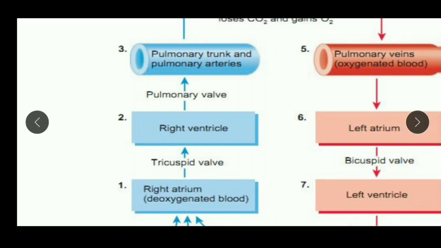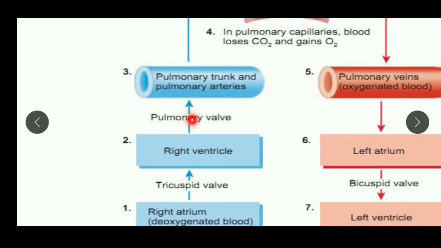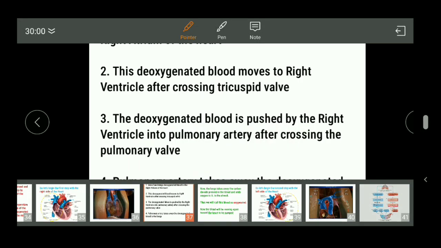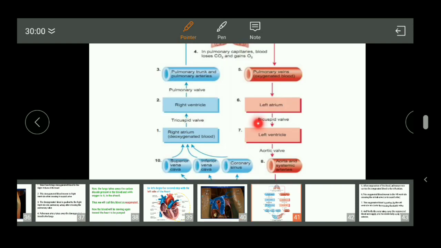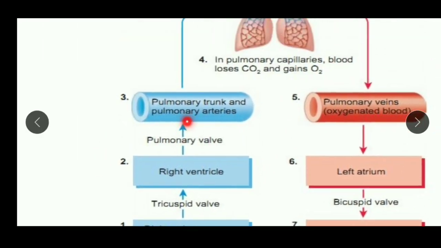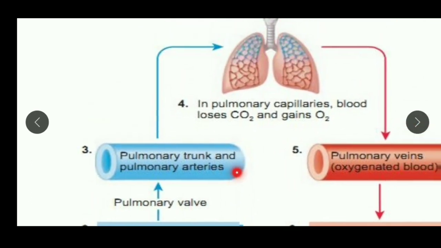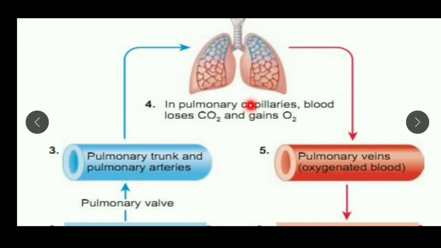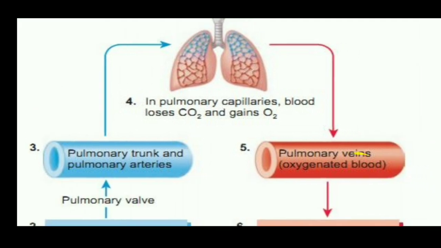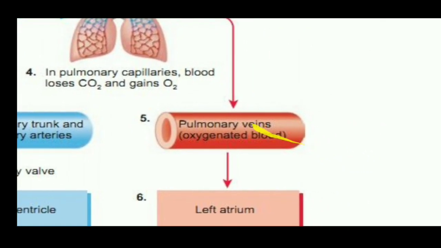The deoxygenated blood from the right ventricle is pushed into the pulmonary artery through the pulmonary valve. The pulmonary artery will take this blood to the lungs for its oxygenation. Here, the blood will lose carbon dioxide and will gain oxygen. Thus, we will call this blood oxygenated blood.